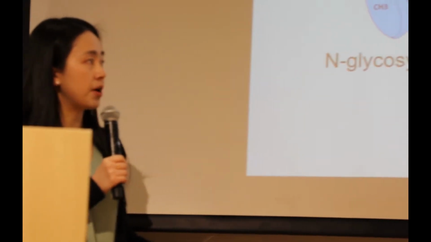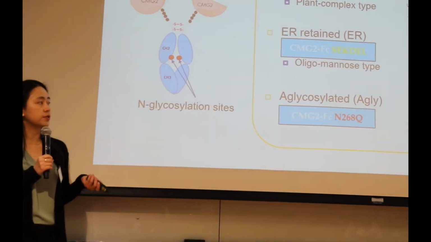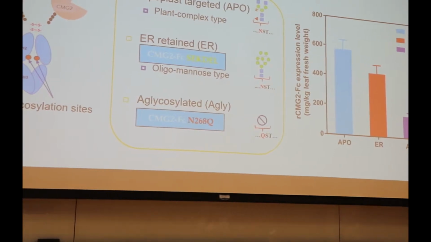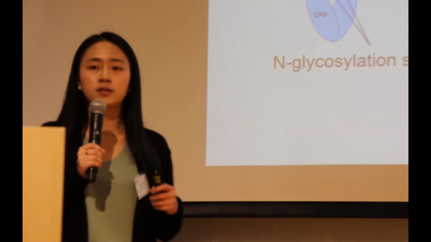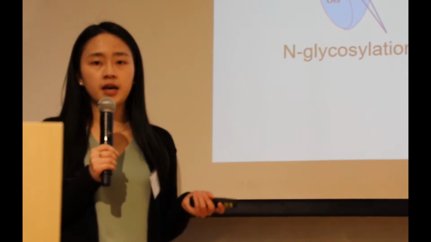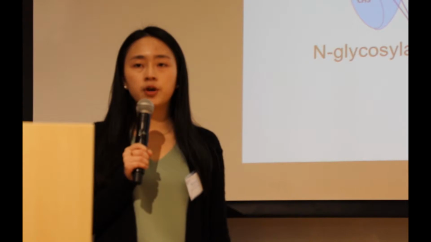Once those gene constructs are in the same agrobacteria, they will express under identical conditions, and the expression level is shown to the right. As you can see, the APO variants and the ER variants have a higher expression level compared to the A-gly variants, and we think that's most likely because N-glycosylation protects the protein from protease cleavage by covering those protease-sensitive sites. When you remove the N-glycosylation, those sites are more accessible to proteases, leading to a higher chance of degradation and a lower accumulation level.